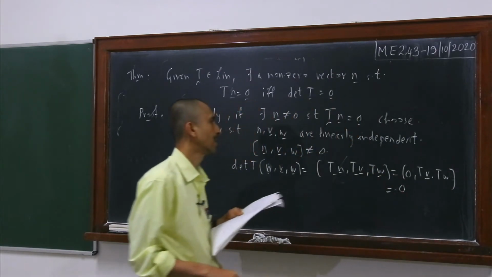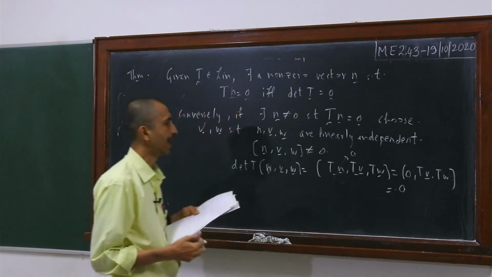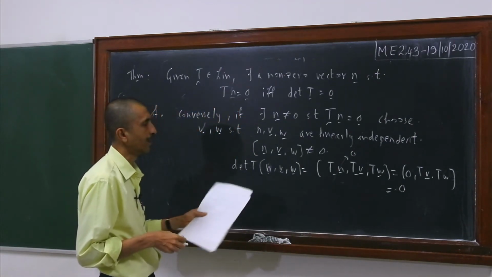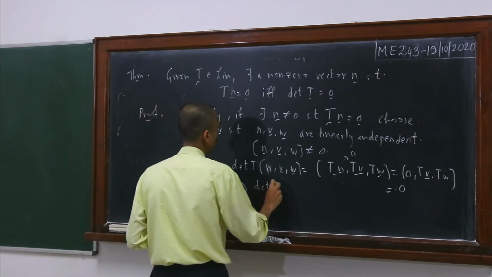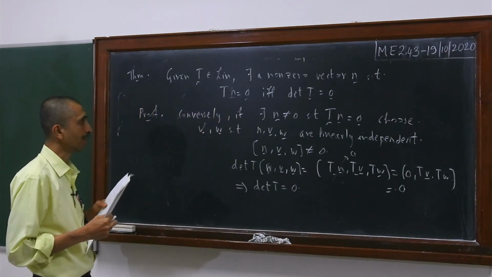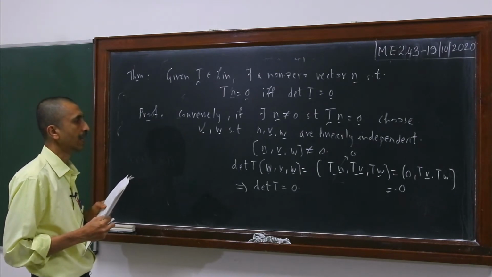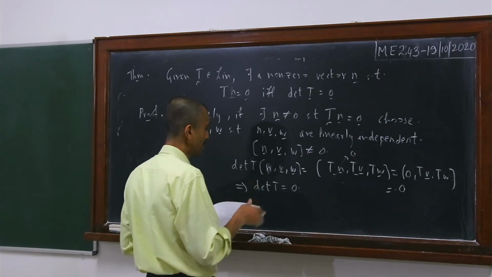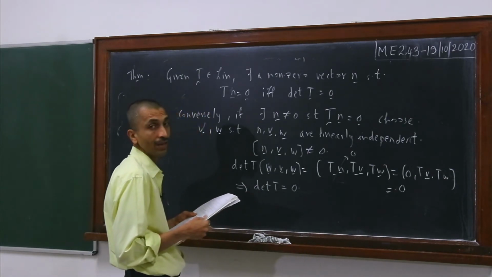So this is 0 here, and hence you will get that [n, v, w] is non-zero, hence determinant of T is 0. So this implies that determinant of T is equal to 0. So we have shown that if there exists a non-trivial n such that Tn is equal to 0, then determinant of T is equal to 0. Okay, so this is a very nice theorem, which we'll use when we define the eigenvalue problem for this.